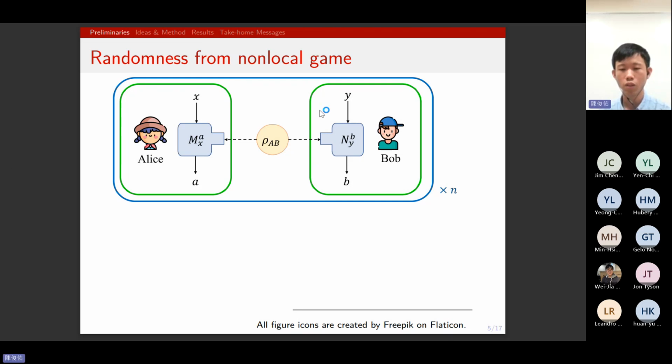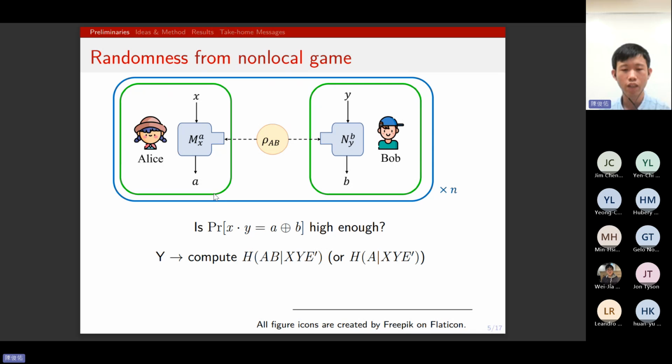And to measure the winning probability, the two parties need to perform the measurement many, many times, like play the game many, many times. And to check whether the winning probability, for the CHSH game case, is high enough. If it is high enough, then they can compute the entropy, which can be thought of as the quantity of the randomness they can extract from the outcome.